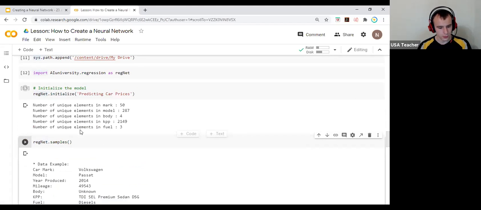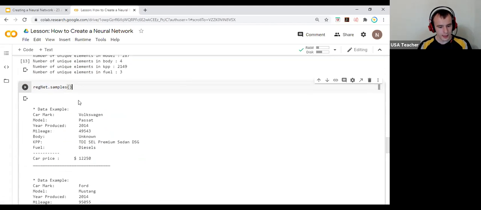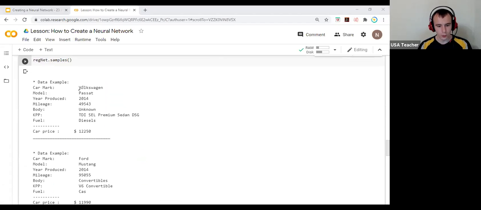I forgot to run this line of code. And this data looks like this. We have some car manufacturer like Volkswagen, the model, the year it was produced in, the mileage, fuel, like if it's a gas or a diesel car, and how much it costs. So this is what we want to ideally predict.